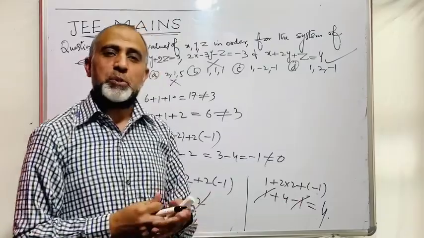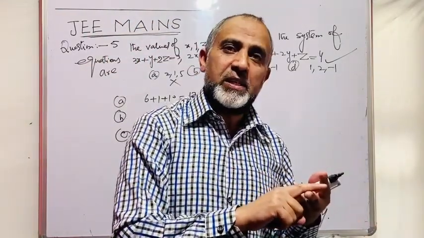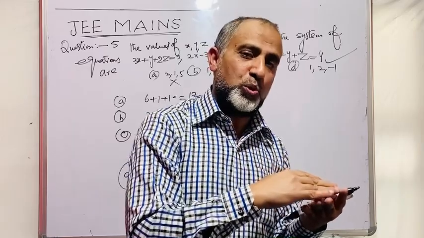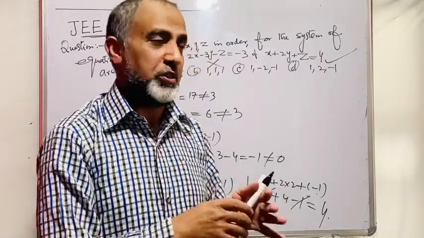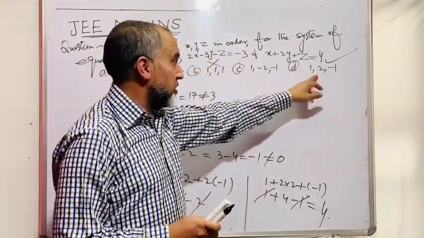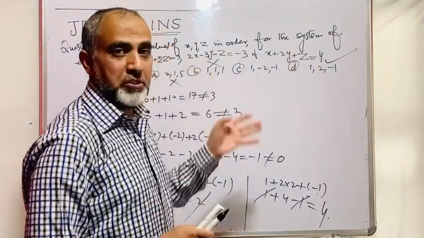तो ऐसे questions में क्या करेंगे? आप direct substitution करेंगे. X, Y, Z जो values जो है, that must be satisfied by all the three equations. This is the value which satisfies all the three equations. Therefore, this is the solution of the system of equations.